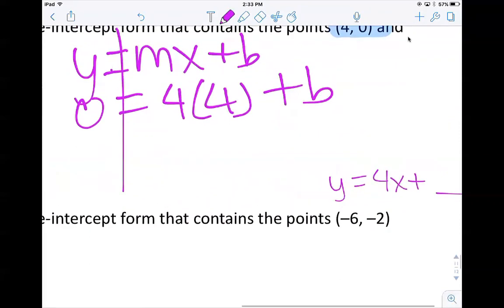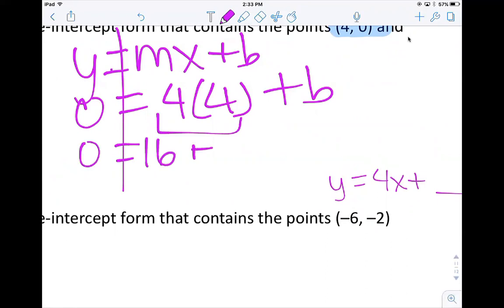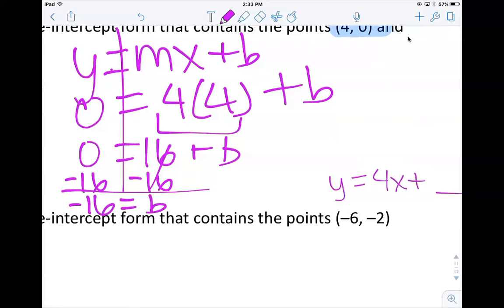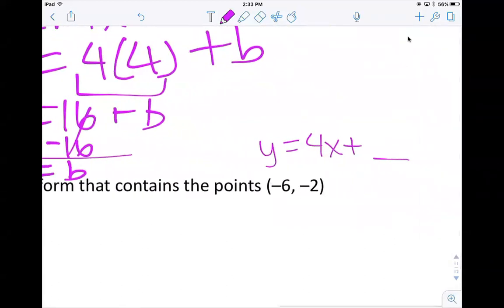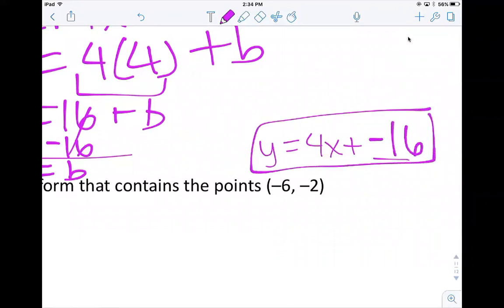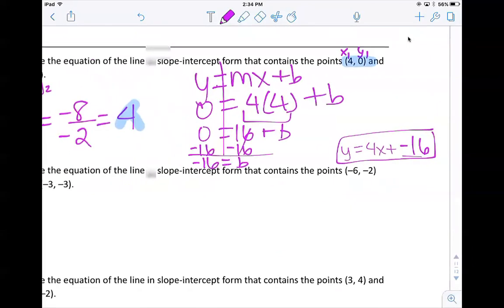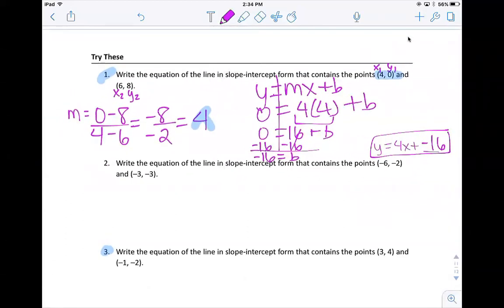So if we go to solve, 4 and 4 make 16. So we have 0 equals 16 plus b. So we'll subtract 16 from both sides. So negative 16 will be our b value. So over here in our equation, we can plug in our negative 16. And then again, you can always check by plugging in your other ordered pair.